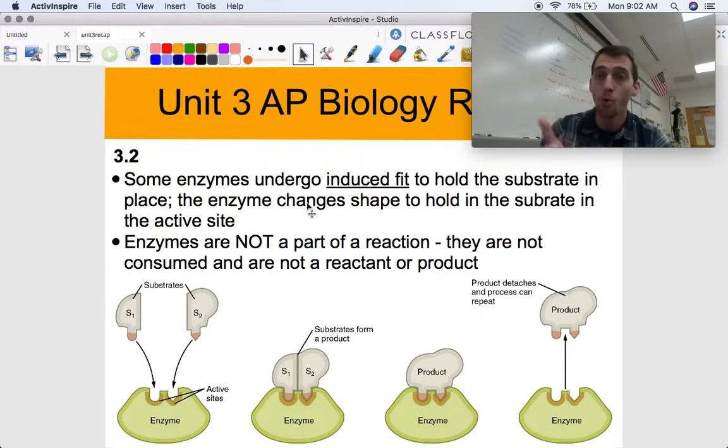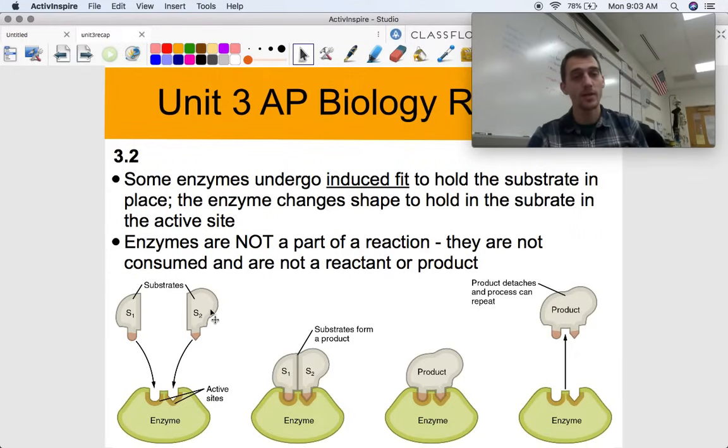And every enzyme only works with one specific substrate. On that note, 3.2, some enzymes undergo what is called induced fit to hold the substrate in place. The enzyme changes shape to hold the substrate in the active site. So here is a really, really basic enzymatic reaction.